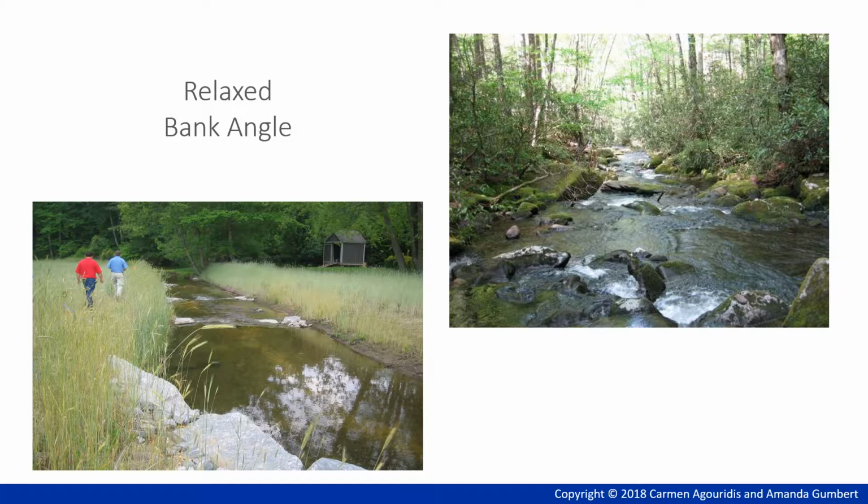These photos show examples of streams with low or relaxed bank angles. When bank angles are low, floodwaters can spread out over a greater area. As volume is the product of area and depth, a larger area means the increase in depth is smaller for the same volume or discharge. By keeping water depths low, shear stress is also lowered.